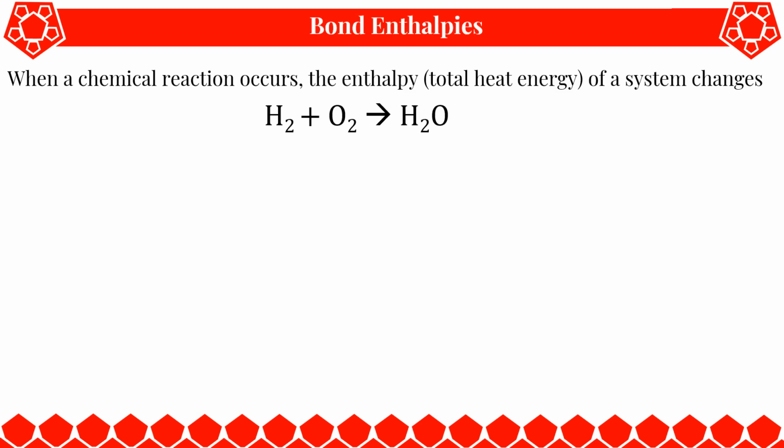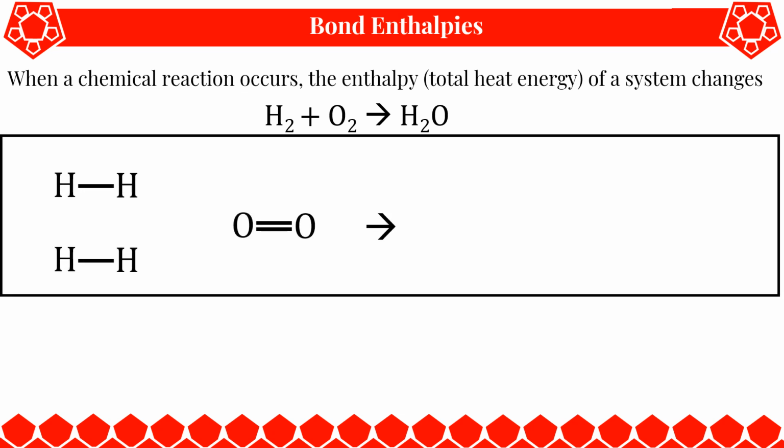So let's take a look at this reaction. This happens in a hydrogen fuel cell. So the chemical reaction is H2 plus O2 gives H2O. So we're just making some water here. Okay? When a chemical reaction occurs, the enthalpy or total heat energy of a system can change. All right? I'm going to show you here.